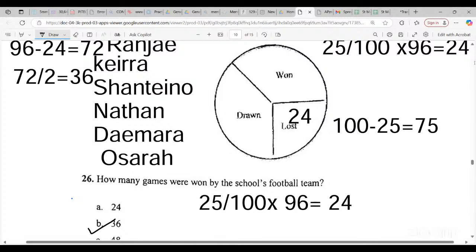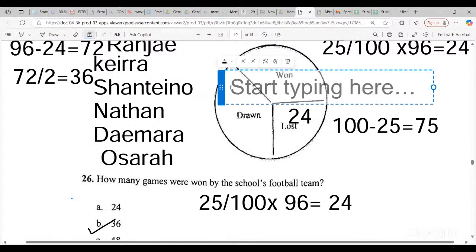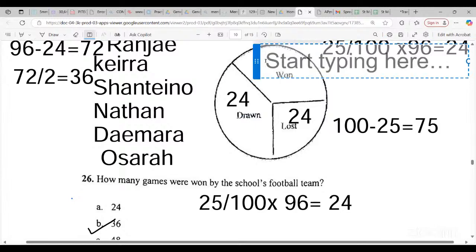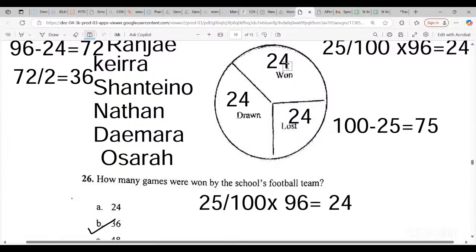Yeah, and guys, that was one of the things I'm a bit surprised about. Let's look at Kira's theory. Kira said it's 24. Let's make it make sense. If you add 24 and 24, that's 48, and 48 plus 24 doesn't give you the 96. This is saying that all the games were equal. It doesn't give us 96.